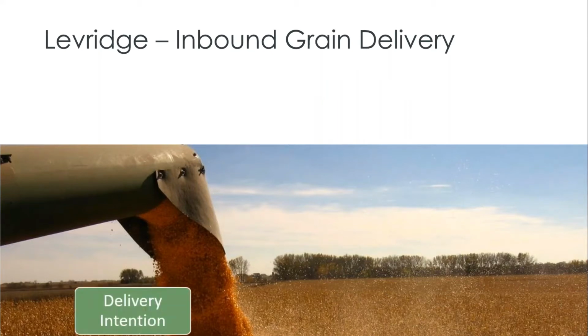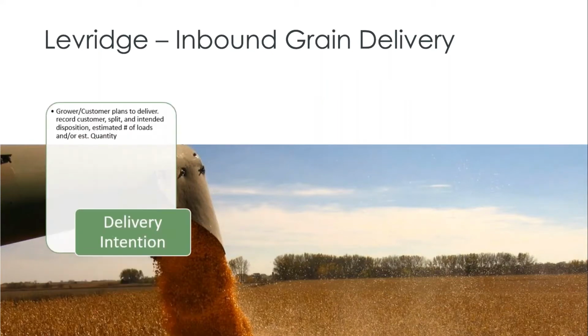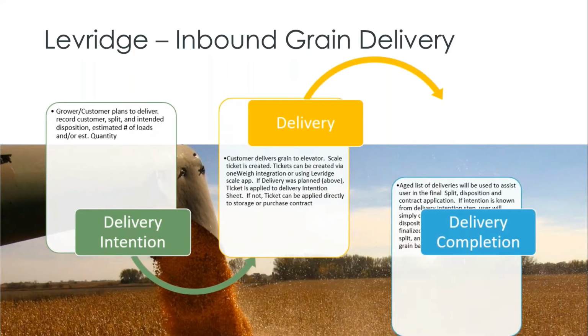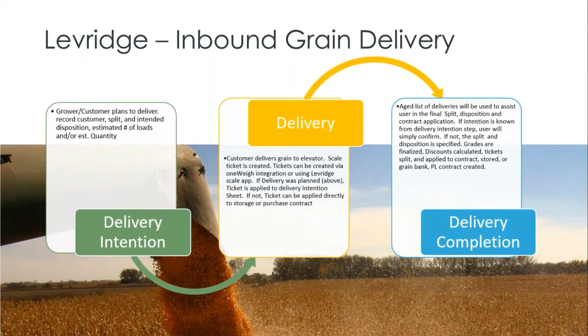So we've agreed with the grower to buy the grain. We've built a couple of pieces in here that are optional: the delivery sheet, the delivery intention, and the delivery completion. The delivery intention is where the grower calls in and says, hey, I think I'll be delivering against that contract next week. It just sets up the elevator and gives notification that this customer plans to deliver an estimated quantity in an estimated amount of time.